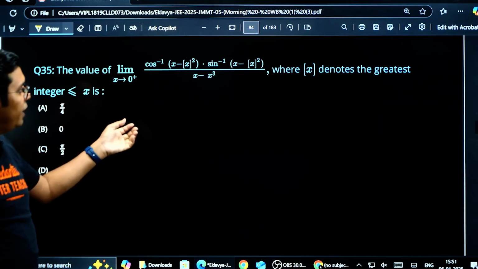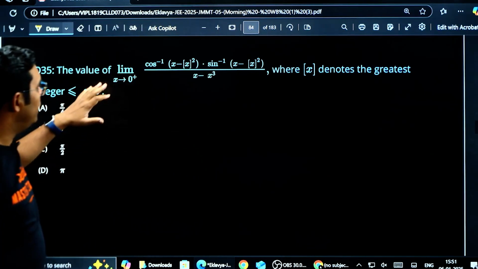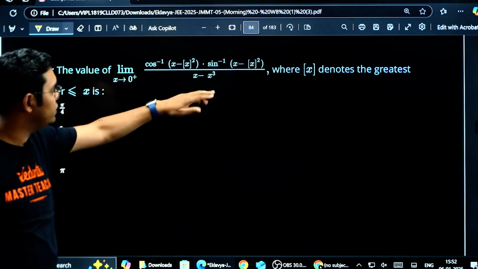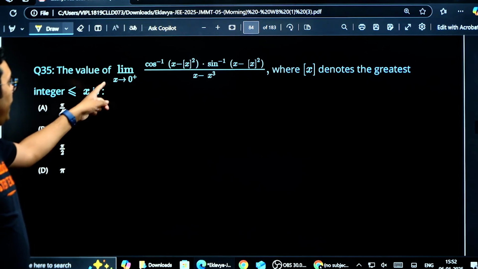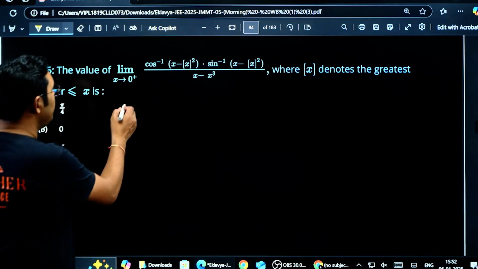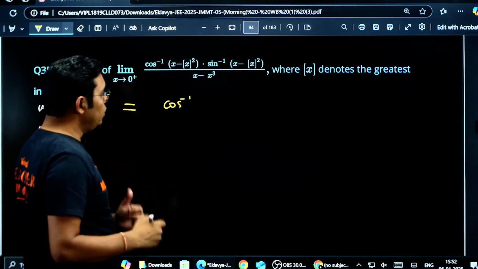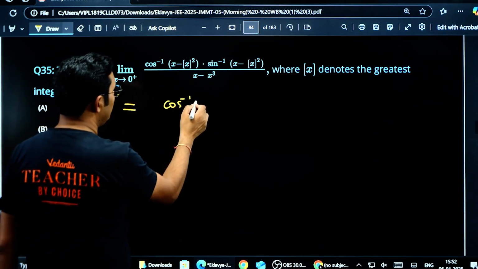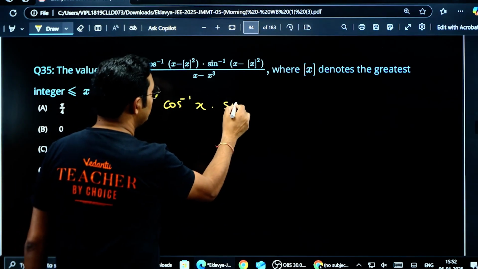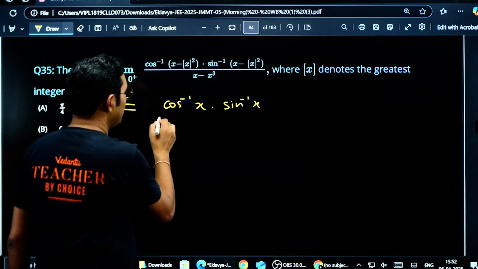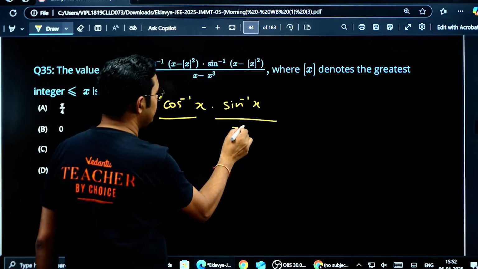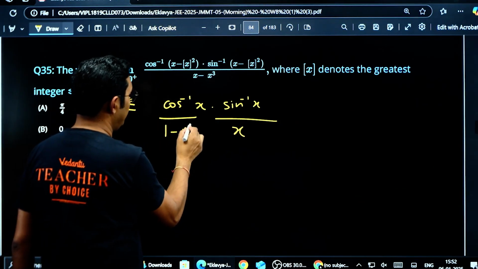Cos inverse x minus GIF x square into sin inverse x minus GIF x square upon x minus x cube, and x is approaching to 0 plus. This means your GIF is going to be perfectly 0. So it is just limit x approaches to 0 plus cos inverse x into sin inverse x upon, I'll write x here and 1 minus x square here.